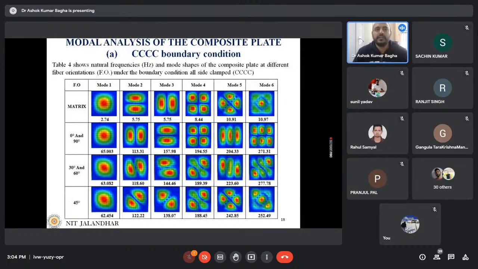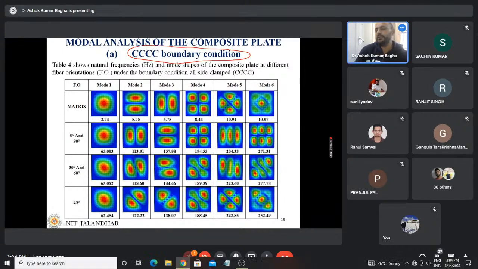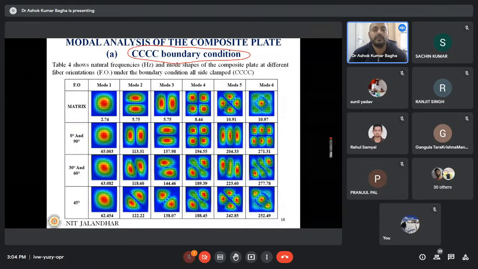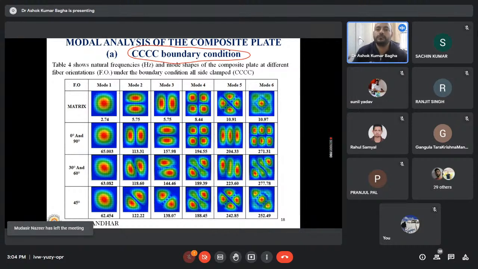So this slide represents the plate with clamped boundary condition. This slide is also a very, very important slide. From a research point of view, there is great importance of this slide. If you are doing research in areas like composites, modal analysis, FEM, vibration, acoustics, noise, this slide is very, very important. Let us say FO means fiber orientation. This is the neat matrix. Neat matrix means there is no fiber reinforced inside it.